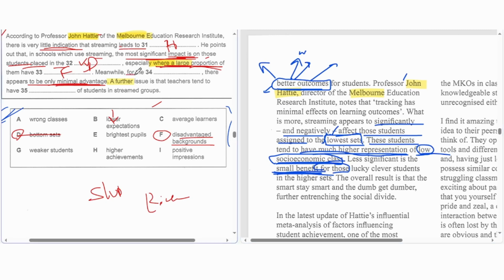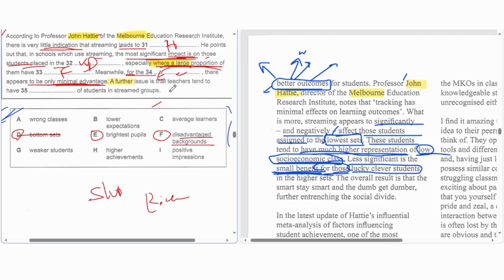That's why the answer is C, for those lucky clever students. This is your answer: lucky clever students. Now look here. Which one represents lucky clever students? You got it? Brightest pupils. All right. Okay. Last one.